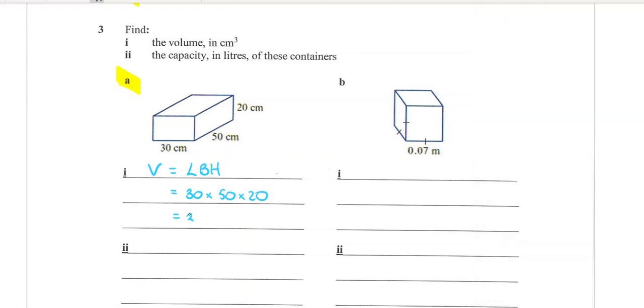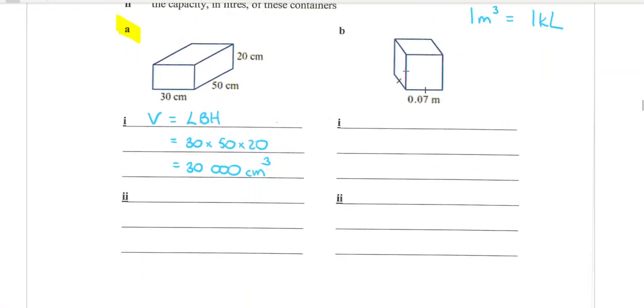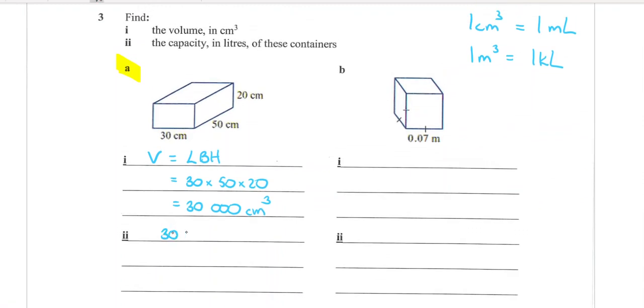So that is 30,000 centimeters cubed. To change into a capacity unit, a centimeter cubed is the same as a milliliter. And if you happen to have things in meters cubed, that's the same as a kiloliter. They're the two conversions that I remember, or you might want to have on your study sheet. So as soon as I have centimeters cubed here, on my next line down, I'm going to say that's exactly the same as 30,000 milliliters.